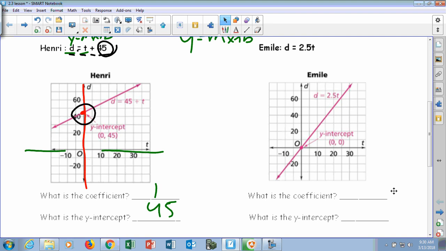The coefficient for Emil. Sal, what is the coefficient for Emil? Yep. 2.5. Thank you. The coefficient is the m, like stated in our vocabulary. And if this is our x and this is our y, we know this is our m here. Now our y-intercept is a little tricky. So Lily, you want to help us out here?